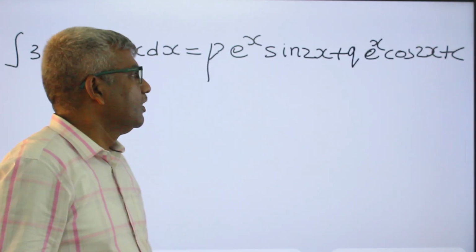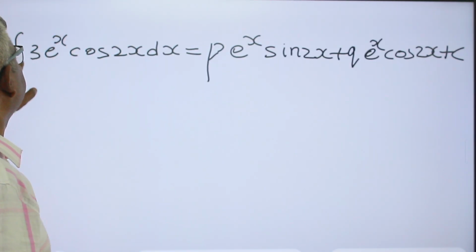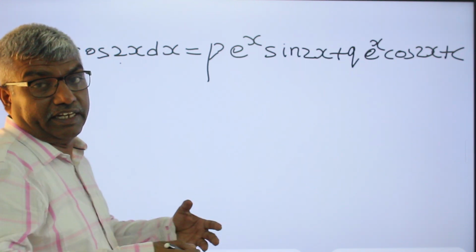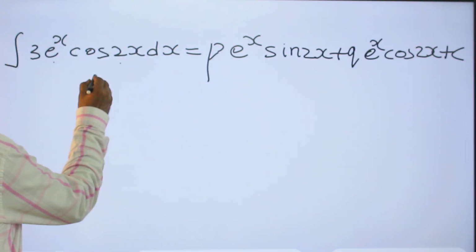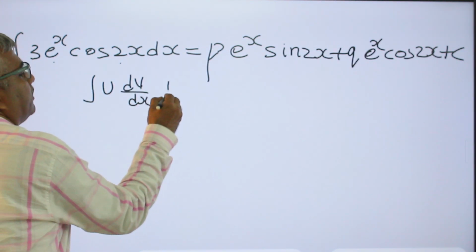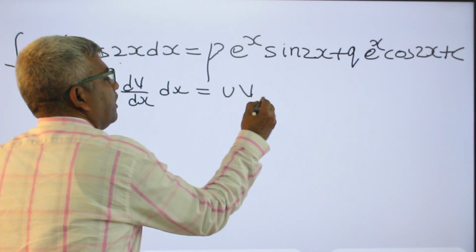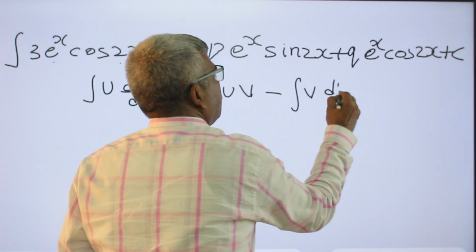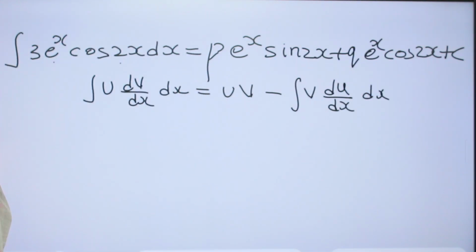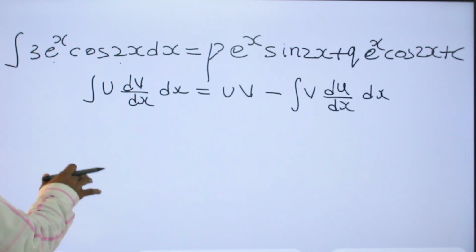Okay, part B. Now we are going to part B. Integration of 3 e power x cos 2x dx is equal to p e power x sin 2x plus q e power x cos 2x plus c. Here two functions, one is e, another is trigonometry, exponential and trigonometry, how to integrate. One method is integration of u dv by dx dx is equal to uv minus integration of v du by dx dx. Now just integrate only.